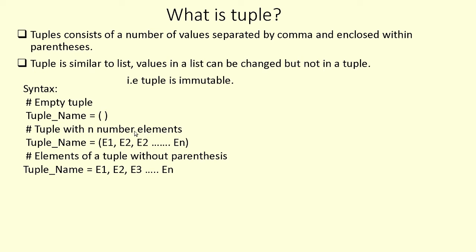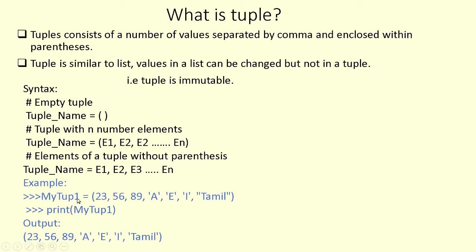The next one is a tuple with n number of elements. That is, I want a tuple with a number of values. So tuple name equal to parentheses e1, e2, up to en. It should be enclosed within parentheses. Next, without parentheses: tuple name equal to the values. In a tuple we can initialize without parentheses also, which is possible in the case of a tuple. Whereas a list is enclosed within square brackets, here you can specify with or without parentheses.